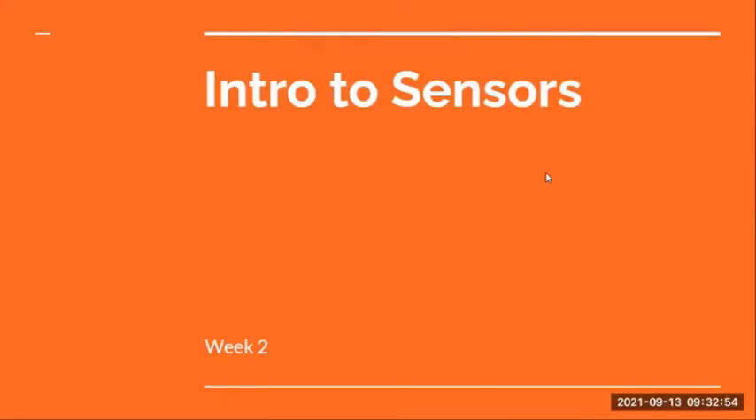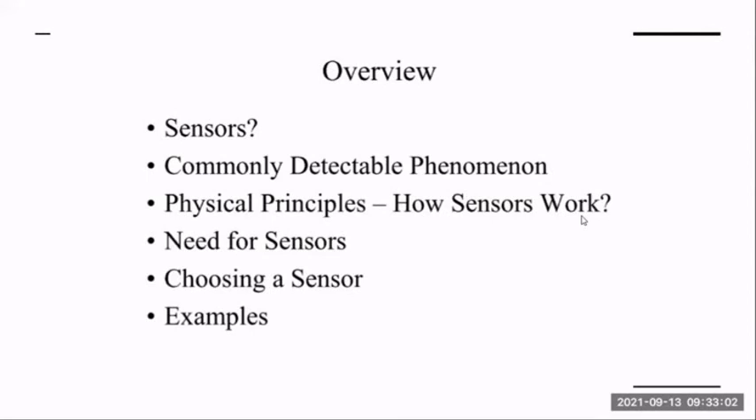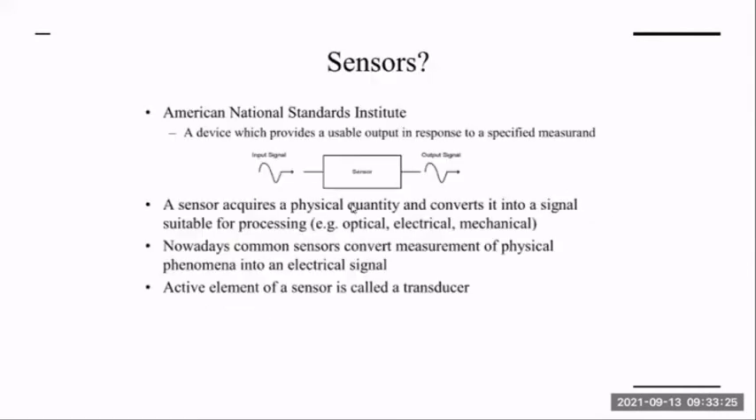We will be discussing the introduction to sensors. So, overview. What are sensors? What are commonly detectable phenomena? What are the physical principles, or how sensors work? And why do we have the need for sensors? And then, what do we need to understand when choosing a sensor? And then examples.